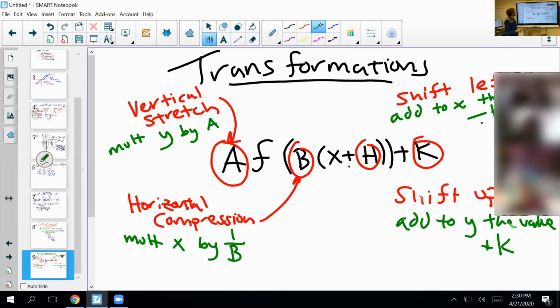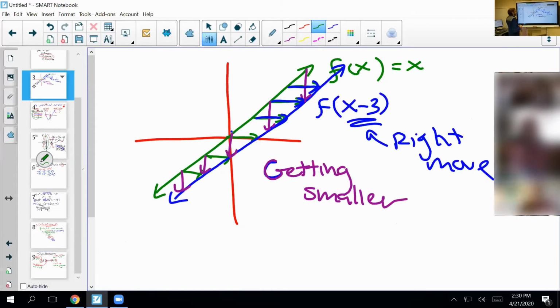Now let me just kind of briefly talk about, okay, so why is this a negative H here? Why does the H flip and the K not? And why does the B flip, but the A doesn't? Well, that goes back to that very first problem we did, so remember this? How if you move a graph like f of x equals x, so if you move this green graph to the right, it's actually getting smaller in a way.